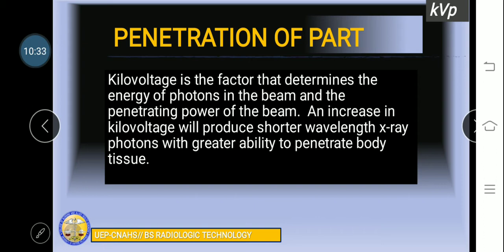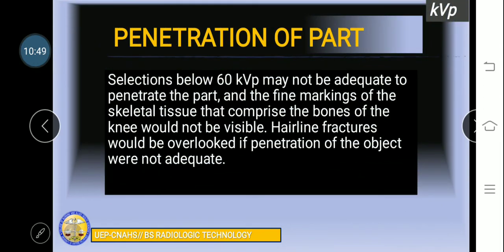Okay, so, ayun nga, yung sinasabi natin kanina. Masyadong malakas, okay, so yung tendency is masyado na yung effect niya sa film. Kaya, saktong-sakto lang for that body. So, how are we going to do that? Okay, so ito naman, selections below 60 kVp may not be adequate to penetrate the part, and the fine markings of the skeletal tissue that comprise the bones of the knee would not be visible. Hairline fractures would be overlooked if penetration of the object were not adequate. Again, adequate penetration yung pinag-uusapan natin dito.